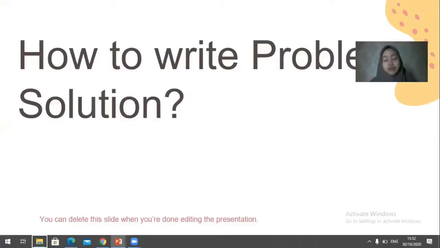The first is identify the problem, the second is explore information and create ideas, the third is select the best ideas, and the fourth is test the ideas. Well, the last, you have to evaluate the result. There are 3 outlines that you have to write before you make a problem solution text. The first is introduction, and then cause and effect, and the third is solution.